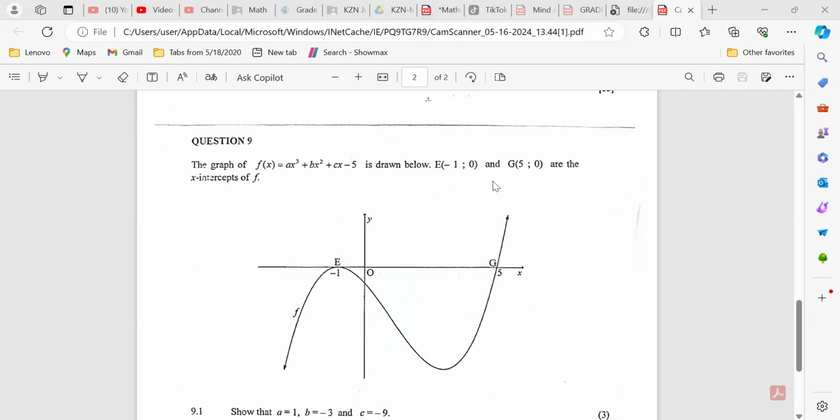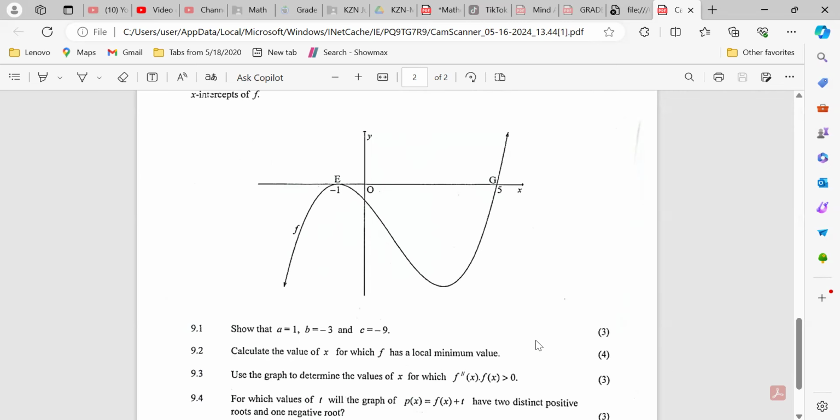By now we know the equation. They say to us the graph of f of x is given by ax cubed plus bx squared plus cx minus 5. And then we have the point E, which is (-1; 0), and then we also have G, which is (5; 0). Those are the x-intercepts. So if they represent the x-intercepts, the first question says, show that a is 1, b is -3, and c is -9.